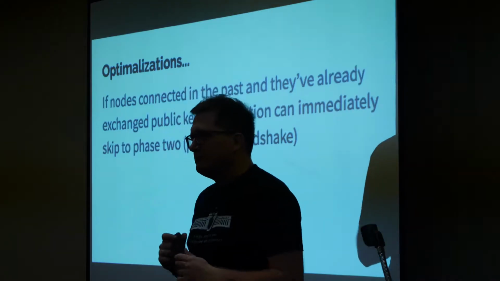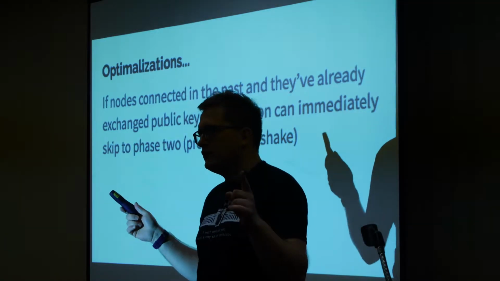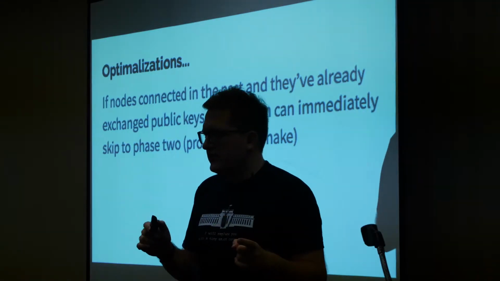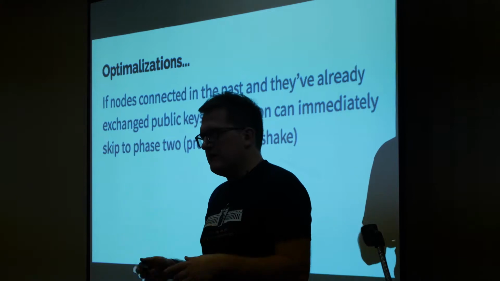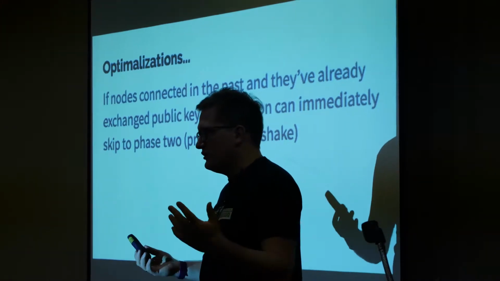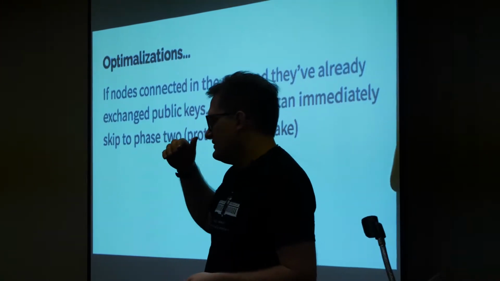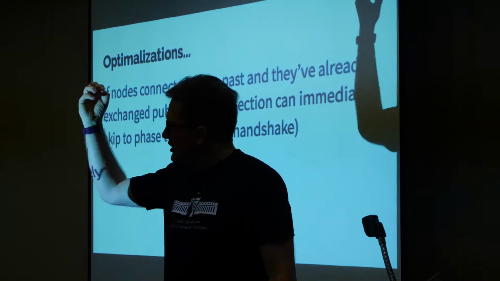There's also one little optimization. If two nodes used to talk to each other, they exchange public keys, one of them disconnected or whatever, and they try to connect one more time, what will happen is that the node will immediately, if I know the public key of the other party, jump to the second phase of the protocol and just send an encrypted message to that guy. And if I receive the message back, then we're good.